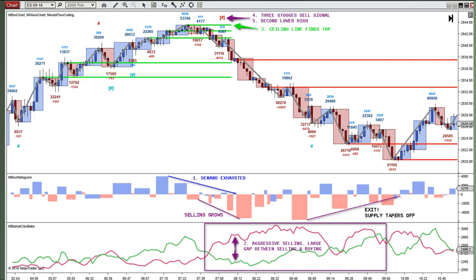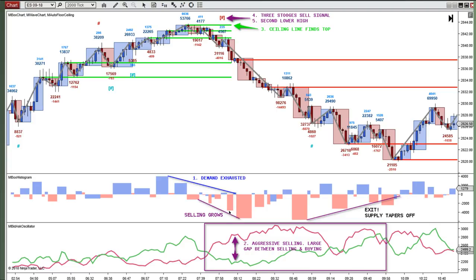We broke through here, made the top, and we're failing to make any new highs here. Price begins to fall. We see at the same time the demand here is exhausted. It literally goes to nothing. The selling grows, and we see the aggressive selling. That begins here, this gap. So this is our sign of supply.